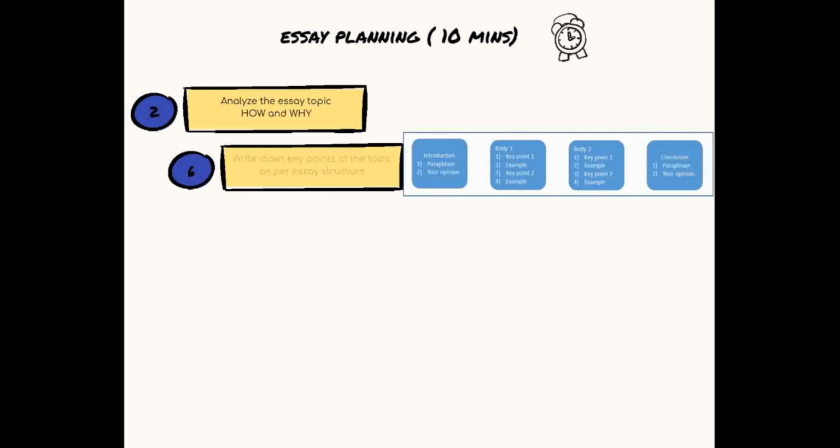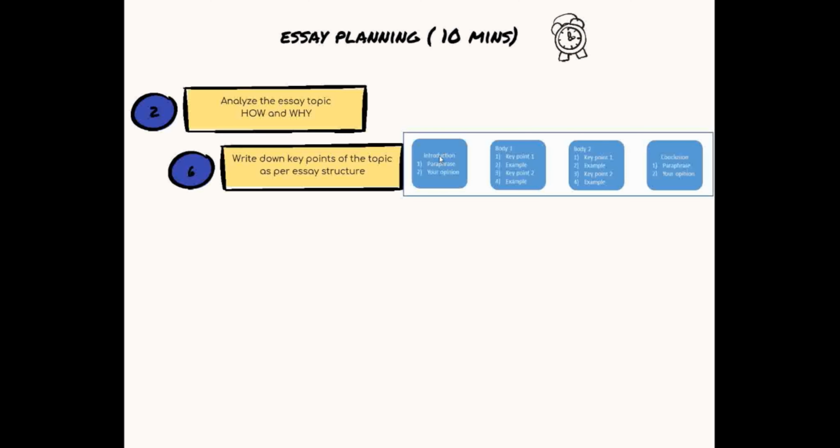Next, 6 minutes should be spent writing down the key points of the topic as per the essay structure. You see, whatever points you write down and you refer to should be written down in a proper structure so that when you start writing you can understand that okay, these points need to come in the body paragraph, these points can be used in my conclusion structure.